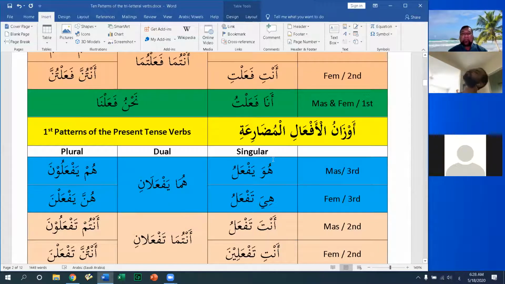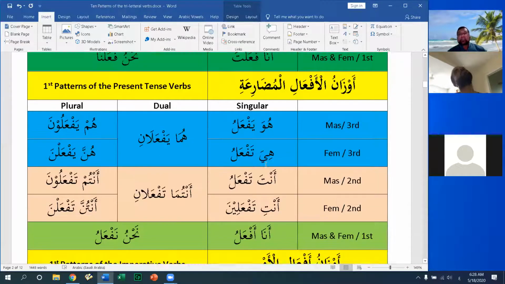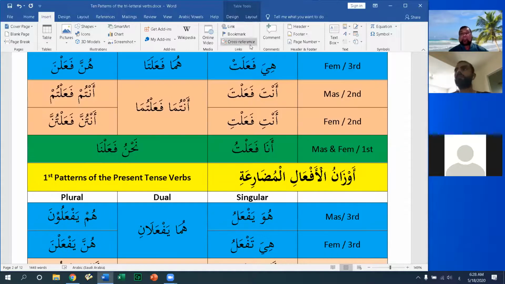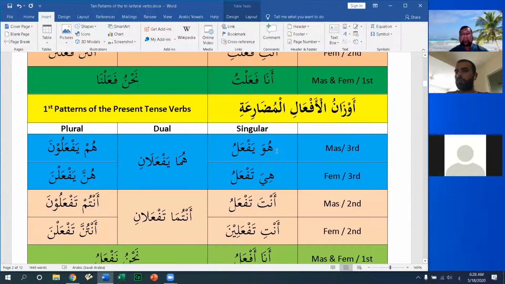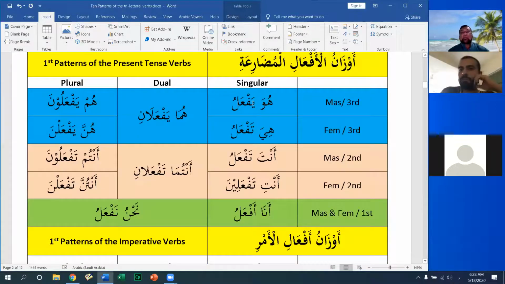أوزان الأفعال المضارعة, the present tense verbs. هو يفعل, and of course it would be فعل, فعل, or فعل in this first form of the verb. هو يفعل or يفعل or يفعل. هي تفعل, أنت تفعل, أنت تفعلين, أنا أفعل, هما يفعلان, أنتما تفعلان. And the dual form for هو يفعل and هي تفعل, the dual هما يفعلان for both of them. And أنتما تفعلان. So that makes that easy.